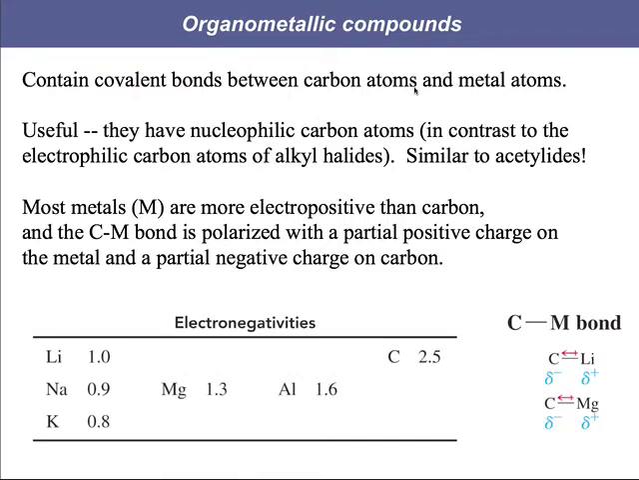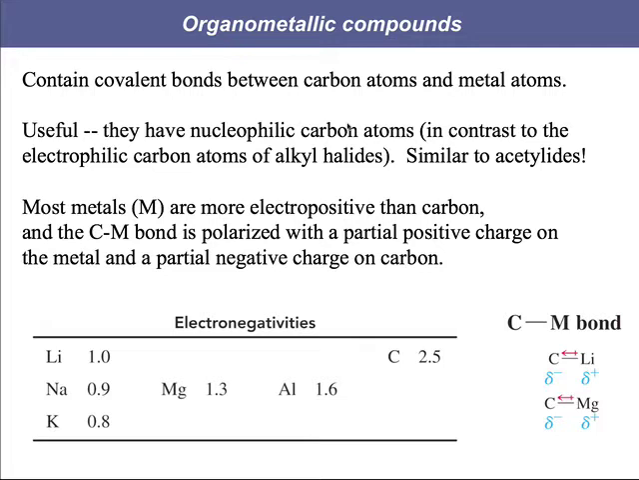They're quite a unique type of group. They are useful. I will show you in a minute that we make nucleophilic carbon atoms, in contrast to what we normally have, which are electrophilic carbon atoms, usually attached to alkyl halides or attached to carbonyls. Those are electrophiles, but organometallic compounds give us a carbon nucleophile the same way, or in a similar way, that acetylides did. Now, why do we get that?